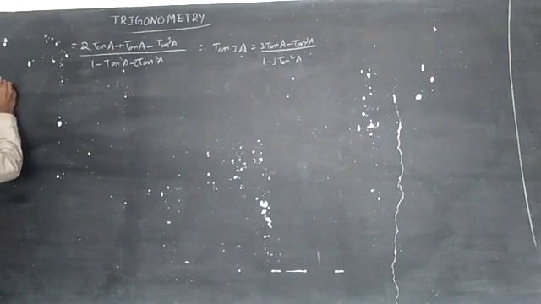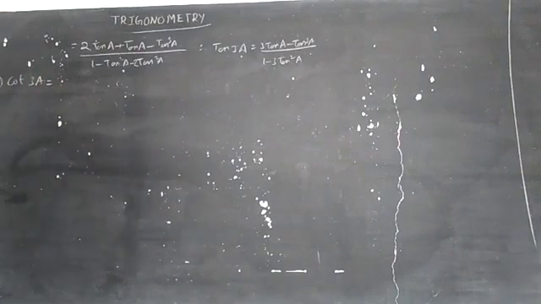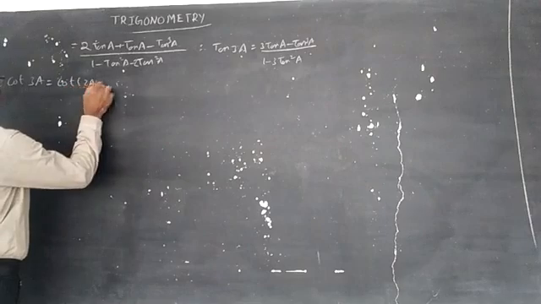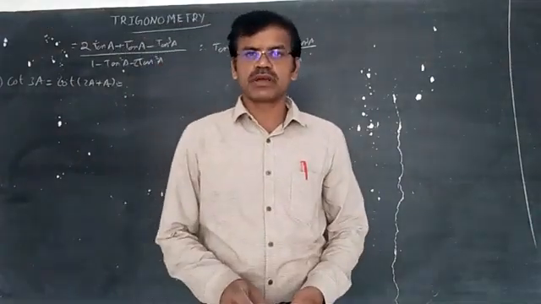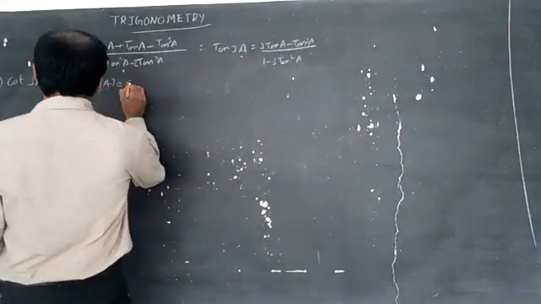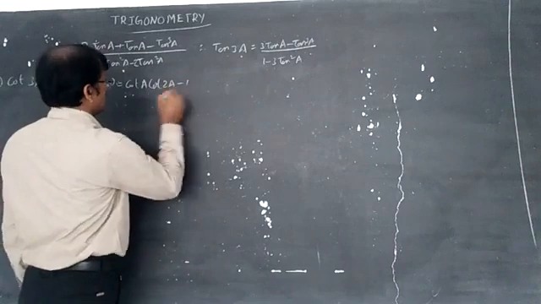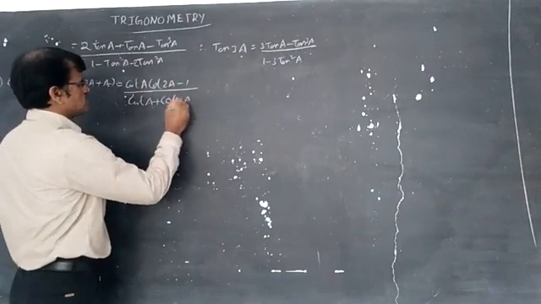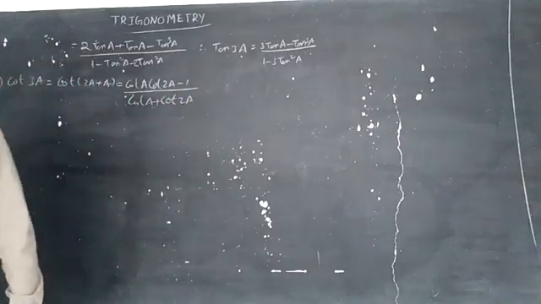Now the fourth formula, cot 3A. Cot 3A can also be written as cot of 2A plus A. The cot of A plus B formula is cot B cot A minus 1 by cot B plus cot A. So it is cot A into cot 2A minus 1 by cot A plus cot 2A.